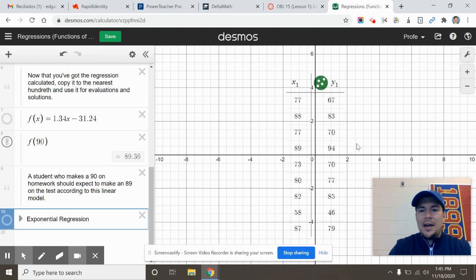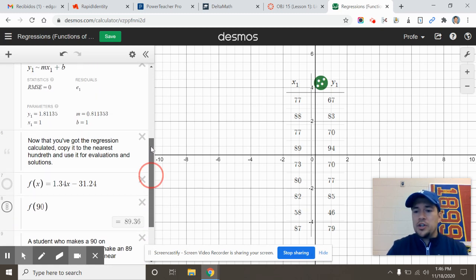Here's a table. What this table means is the X values are, let's say, the scores that students made on a homework assignment. And then the Y values represent their score on a test for that unit. So this student made a 77 on homework, made a 67 on the test. This student made an 88 on homework and an 83 on the test. This student a 77 and a 70, et cetera, et cetera.